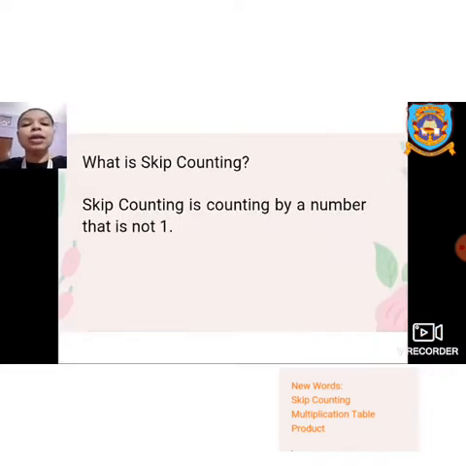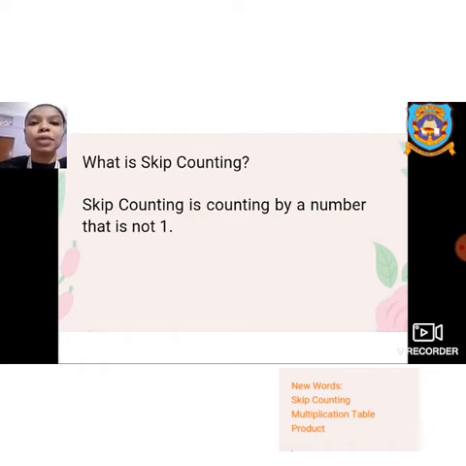Now today we are going to learn skip counting. In the previous class we learned skip counting of 2 and 3. Today we are going to learn about 4, 5 and 6. Let us memorize again what skip counting is. Skip counting is counting by a number that is not 1. That means we are jumping from one number to another number, and the jump should not be 1. It should be more than 1.